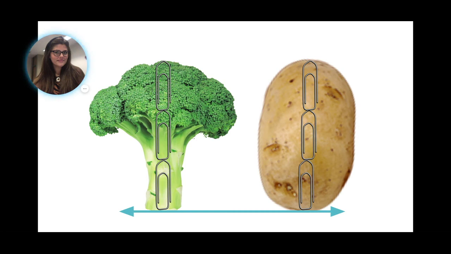That's right, the potato is 3 paper clips tall. And how many paper clips tall is the broccoli? That's right, it is also 3 paper clips tall. So what do we say about these 2 objects, Keeble Cubs? That's right, we say that these 2 vegetables or these 2 objects are about the same or equal to each other in height because they are both 3 paper clips tall. Fantastic job, friends.